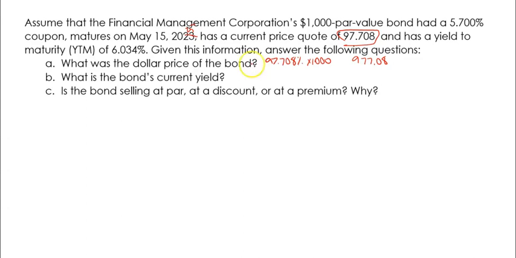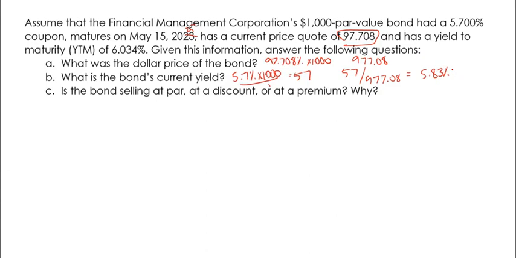So 5.7% times $1,000 divided by 1. So same way we've always done it. So that's $57. So we take 57, divide it by the 977.08, and that gets us 5.83%. So the current yield is 5.83%.